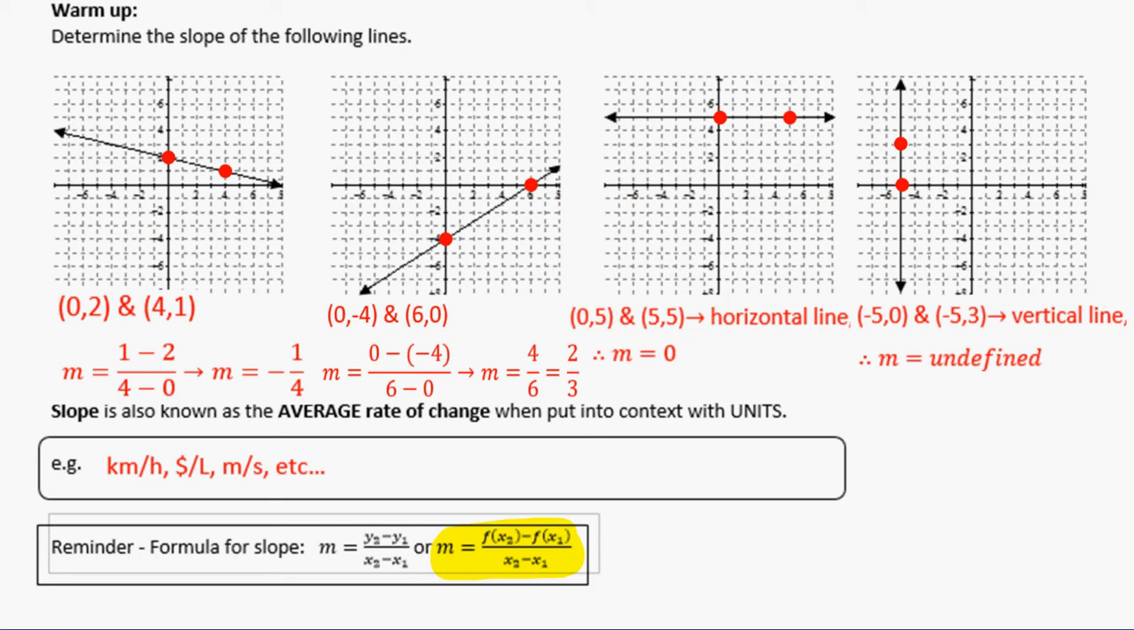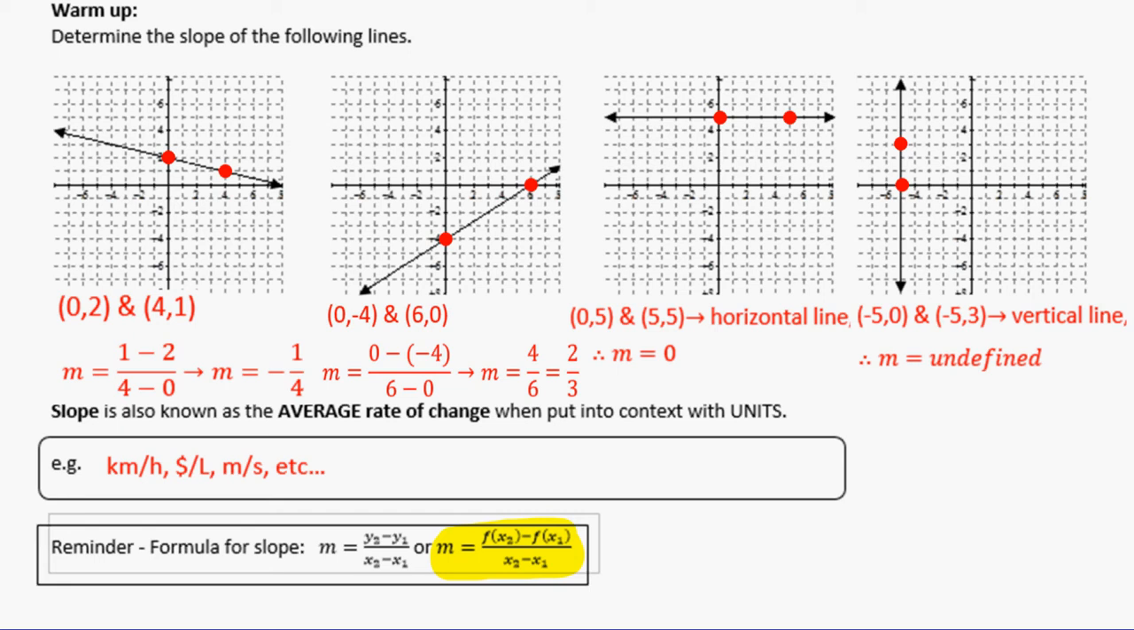However, it's now in function notation. Instead of y2, it is f of x2, and y1 is f of x1. All right. Now, as I said before, we are going to find the average rate of change, but we're also going to put things into context. By putting things in context, we need a therefore statement.